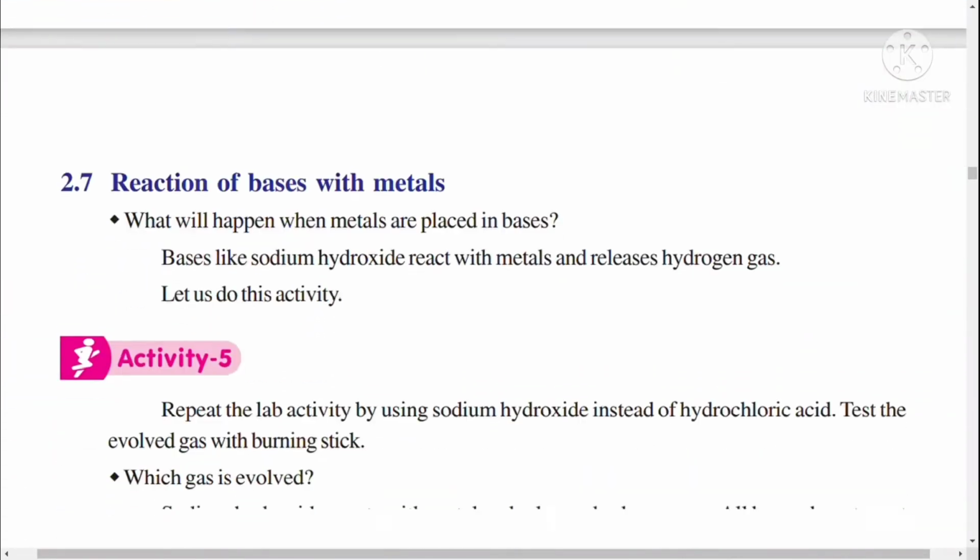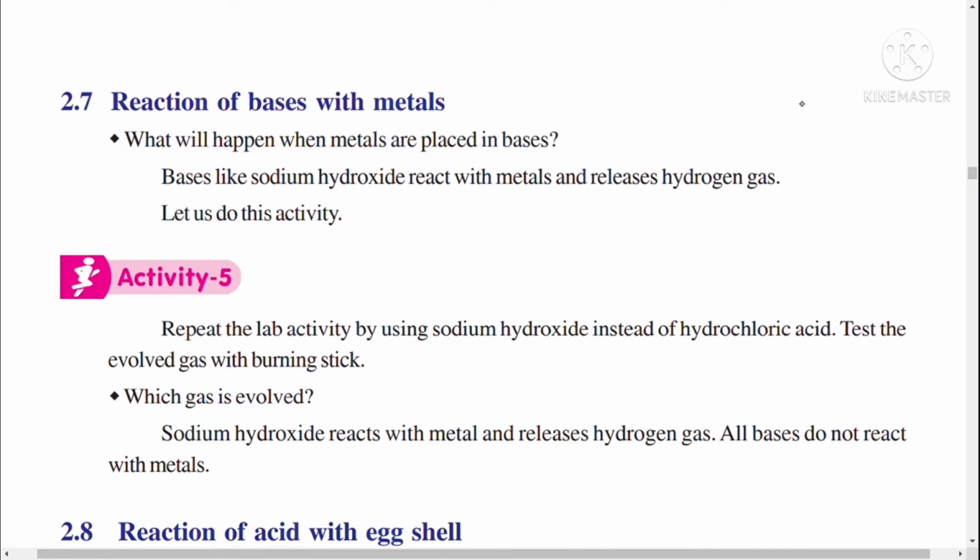So, reaction of bases with the metals. What will happen when metals are placed in the bases? Bases like sodium hydroxide react with the metals and release hydrogen gas. So let us do this activity.